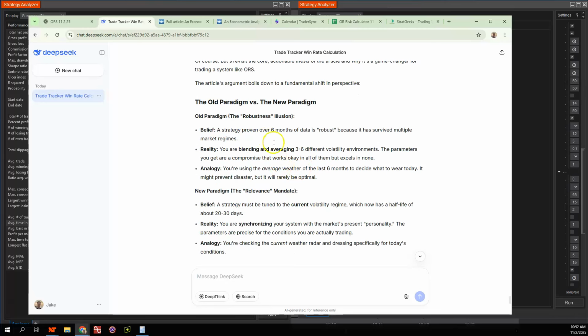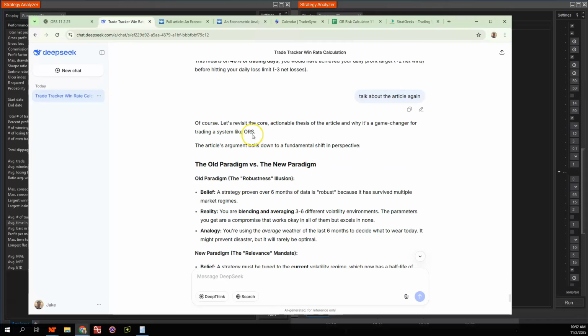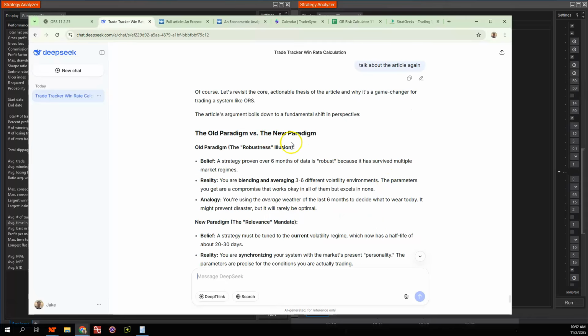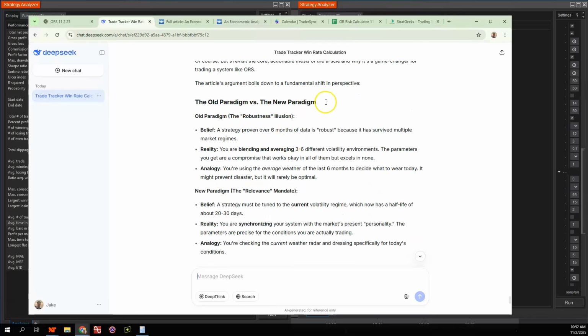All right, so I asked it to talk about the article again. Let's visit the core actionable thesis of the article and why it's a game changer for trading systems like ours. The article's argument boils down to a fundamental shift in perspective. All right, the old paradigm versus the new paradigm.